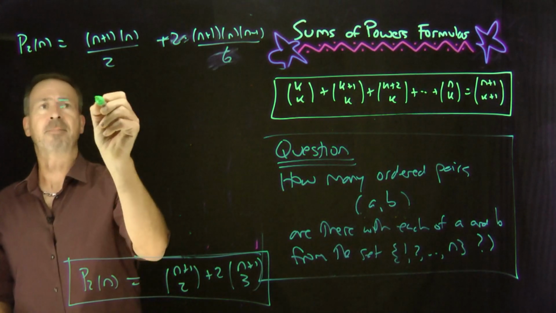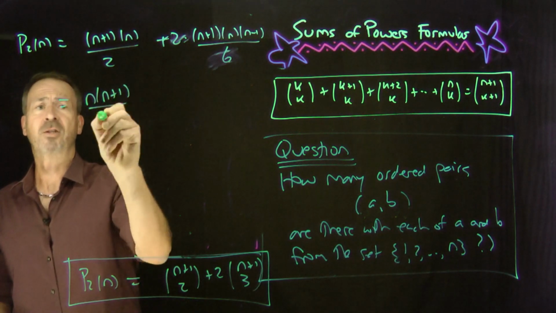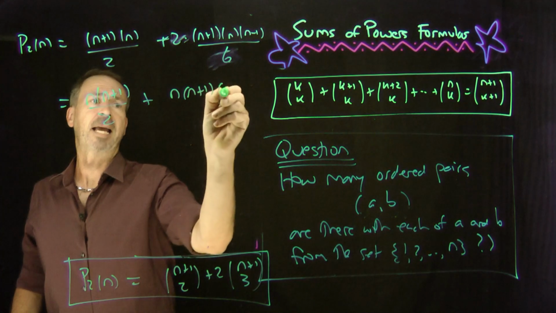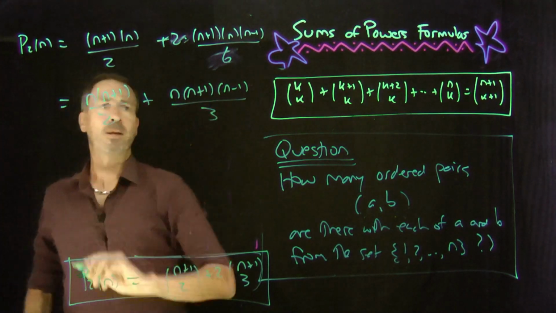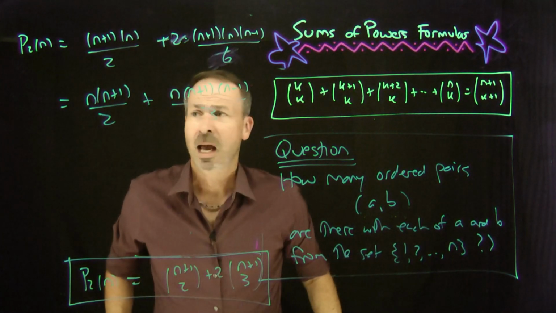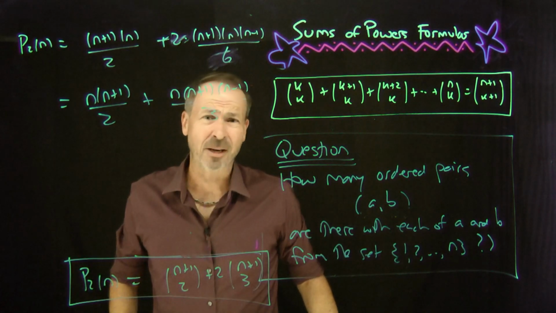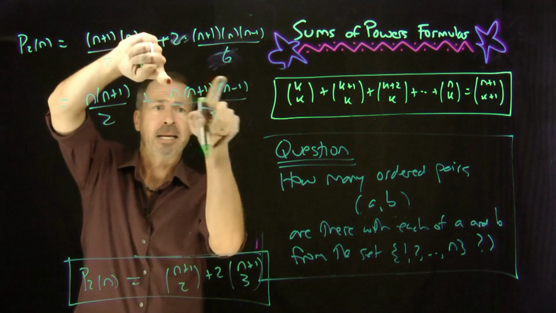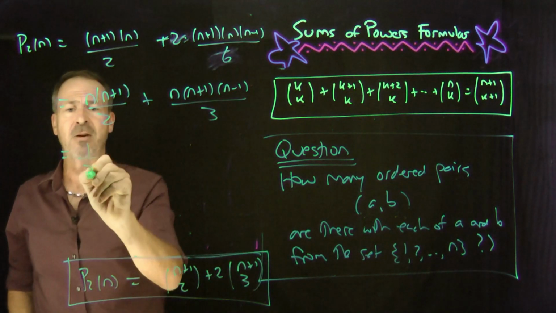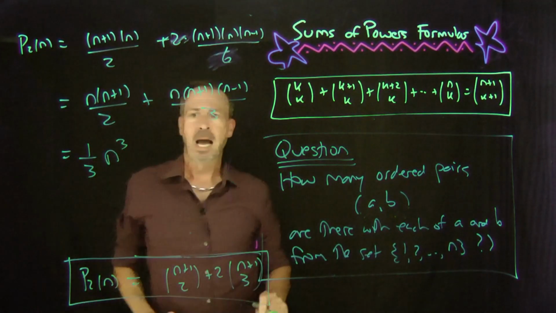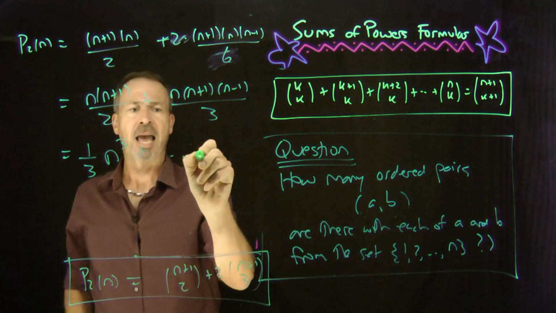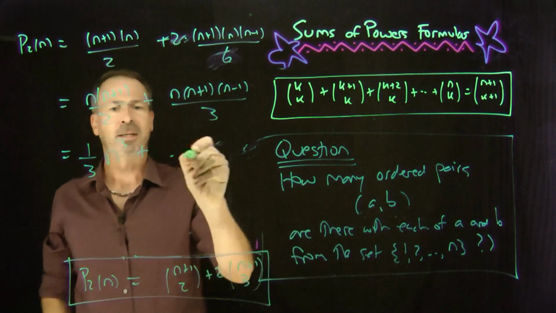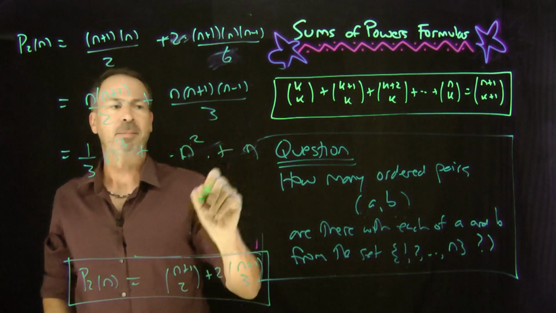Okay, so this is (n+1)/2 plus (n+1)(n-1)/3. There we go, 2 and 6. Yes, 1/3. If I were to expand this out, I'm actually not going to do it right now, but I can see it is cubic, and I get an n cubed term there. I know it's going to begin 1/3 n cubed. I can see it's going to have no constant terms. Everything's got a factor of n in it, so I know the last term is something times n. So it's something times n squared and something times n.